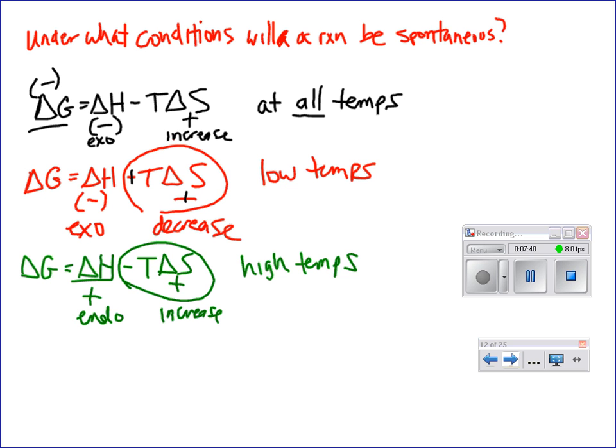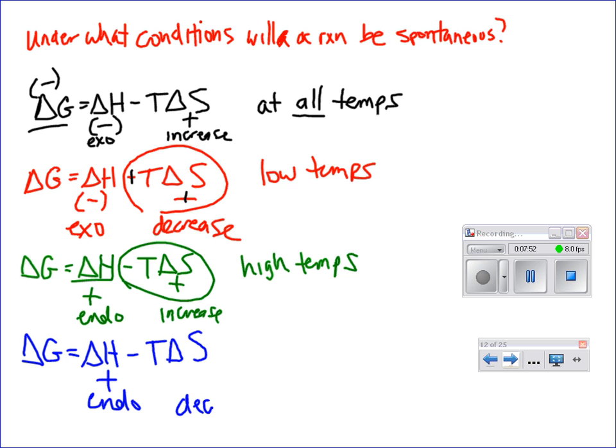Okay, and our last scenario, delta G is equal to delta H minus T delta S. If I'm endothermic, but I have a decrease in entropy, that would be negative. Correct, because this is plus plus then, never. No temperatures, never.